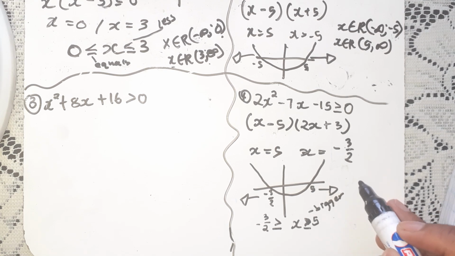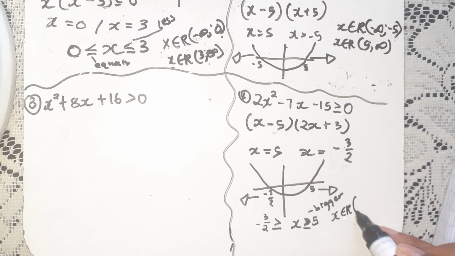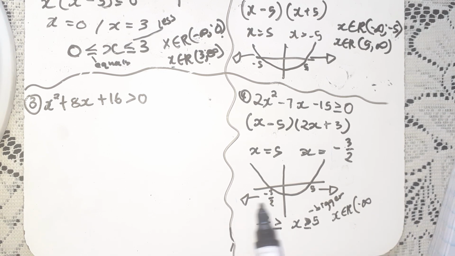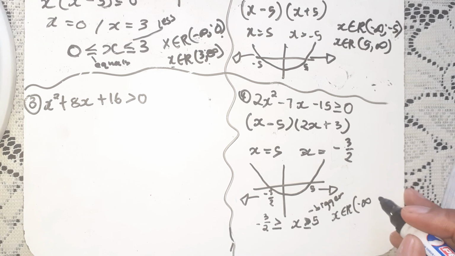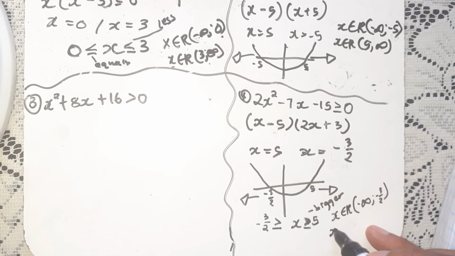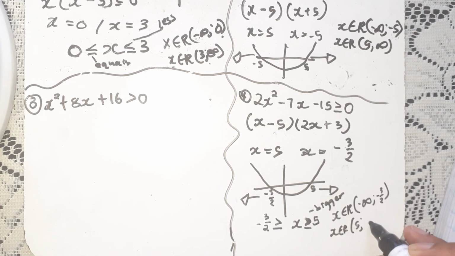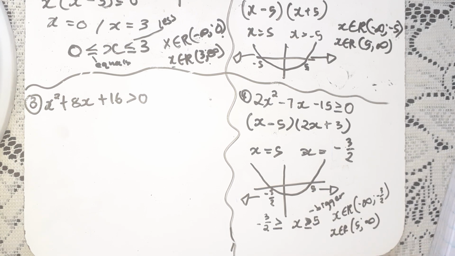For those who don't get that part, let's use this one. I like it. x is an element of the real numbers from negative infinity until negative 3/2. x is an element of the real numbers from positive 5 to positive infinity, that side. So this is the easiest way to do this.